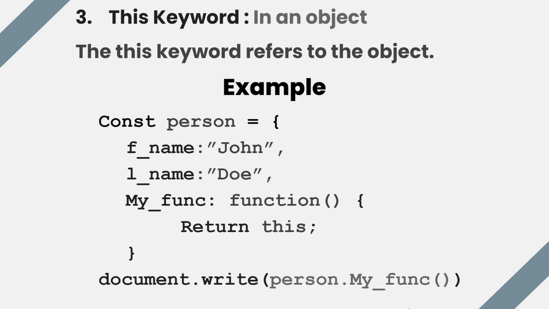Now, because our key name here has the value of a function, that is the reason we have the parenthesis attached to it. So if we wanted to print out John or Doe, we would have this to be person dot f underscore name with no parenthesis. But the my func actually has a function declaration as its value. Hence the parenthesis must be present here.